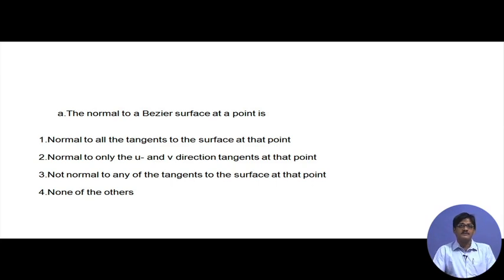The normal to a Bezier surface at a point is normal to all tangents to the surface at that point. This is correct. Normal to only the u and v direction tangents at that point, wrong. Not normal to any of the tangents to the surface at that point, wrong. None of the others. So, the first option is correct, normal to all tangents to the surface at that point.